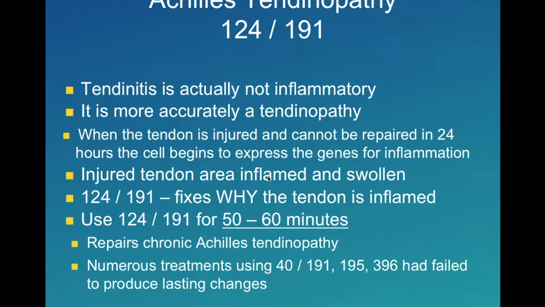The injured tendon is inflamed and swollen, but torn and broken in the tendon fixes why the tendon cell is secreting inflammatory products. It fixes why the tendon cell has turned on the genes that produce inflammatory products. Why is it time dependent? I think it just takes that long to fix the tendon. It takes about an hour to 2 hours.